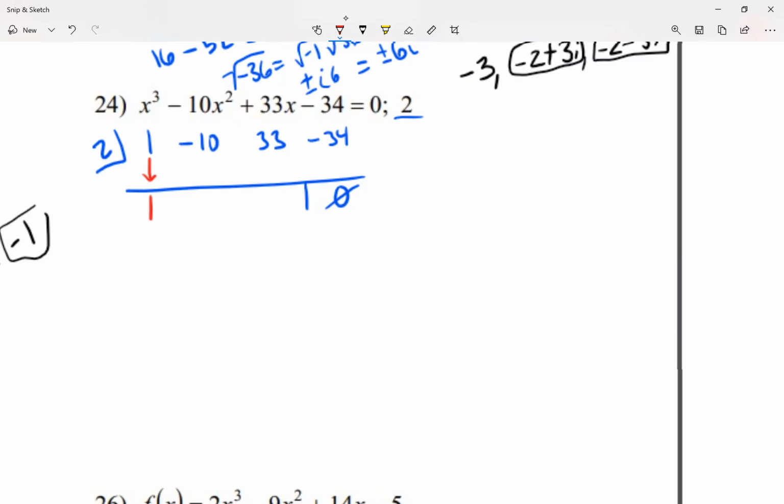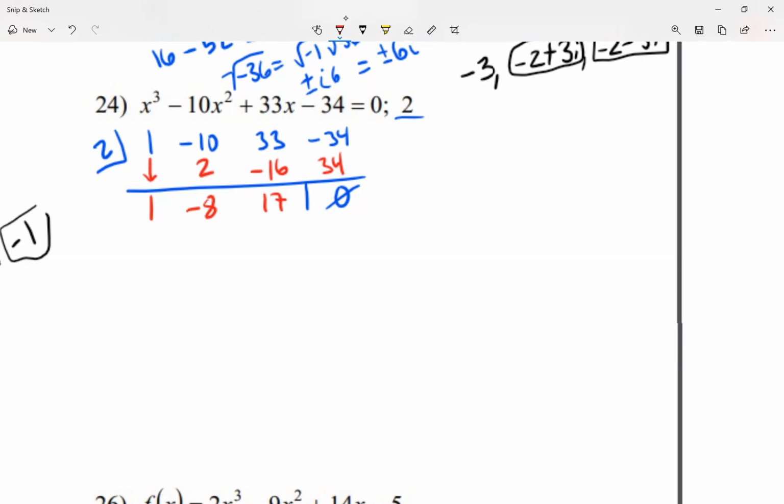Times 2, right? I'm going to multiply by the root. So 1 times 2 is 2. Combine these numbers. Negative 10 plus 2 is negative 8. Times 2 is a negative 16. Now 33 minus 16 is 17. Times 2 is 34. Negative 34, positive 34 is 0. Okay, so yeah, it is a root.